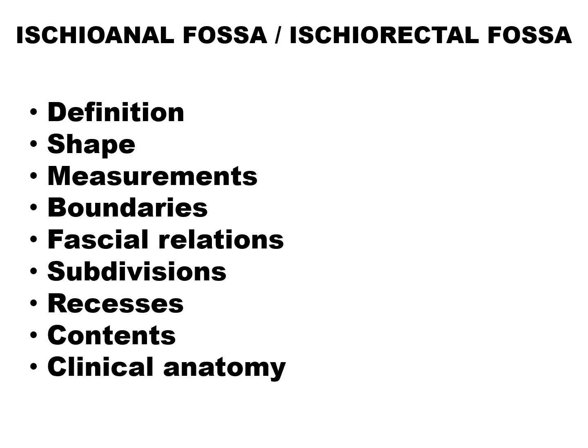Then coming to the ischioanal fossa. It is a very, very important structure in the anal triangle. For your theory examination also, this topic is very, very important. This question was asked previously about 6 to 7 times. Now, we are going to discuss the ischiorectal fossa or ischioanal fossa under the following headings: definition, shape, measurements, boundaries, fascial relations and subdivisions, then recesses, contents of the ischioanal fossa, and lastly the clinical anatomy.